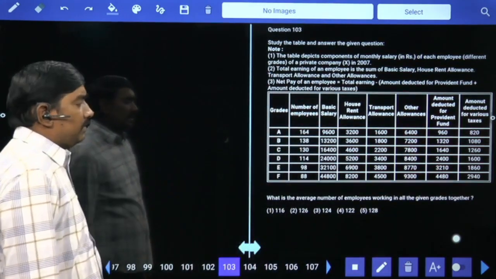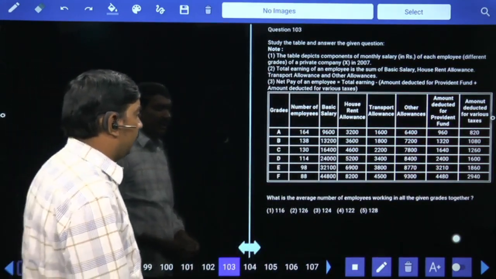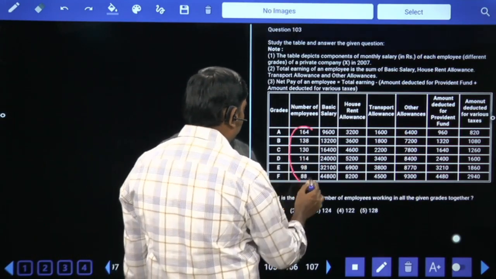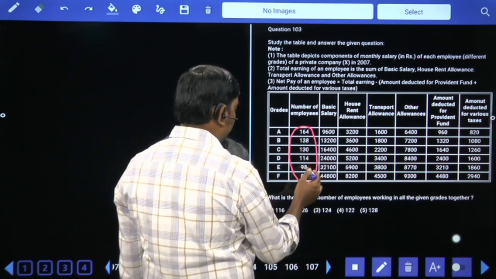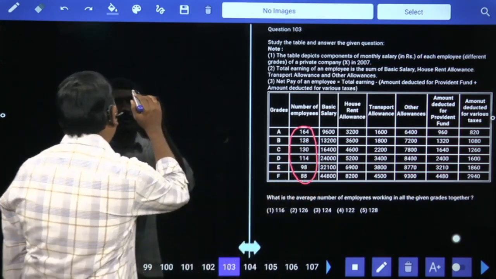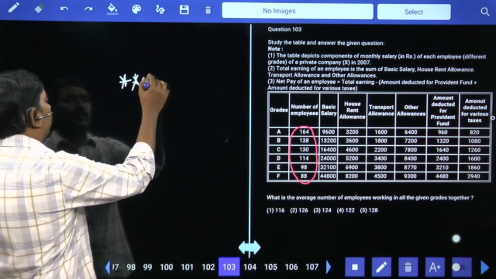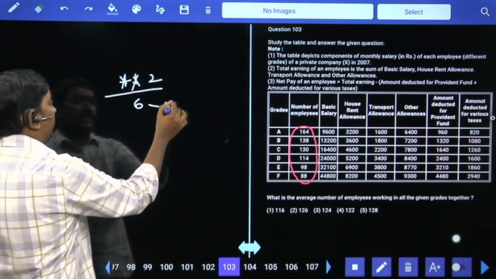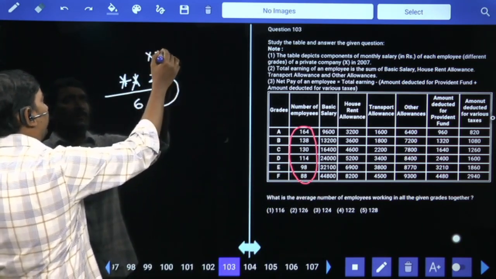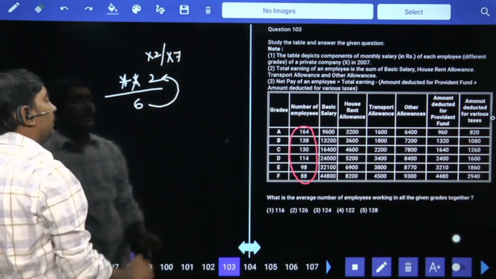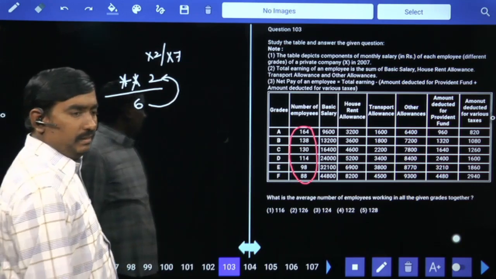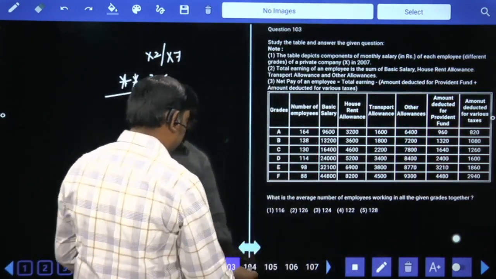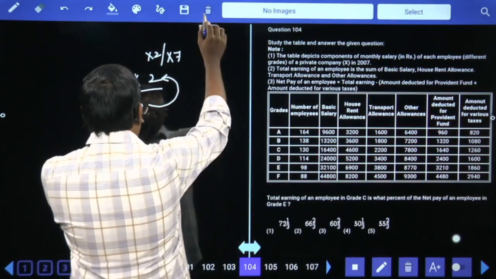What is the average number of employees working in all the grades together? Go with the last digit verification. 4 plus 8, 12 plus 4, 16 plus 8, 24 plus 8, 32. Last digit is 2. 6 grades are there. 6 became 2 means multiplying with 2 or 7. Answer ends with either 2 or 7. Only one option is there. 122 is your answer. Last digit verification.